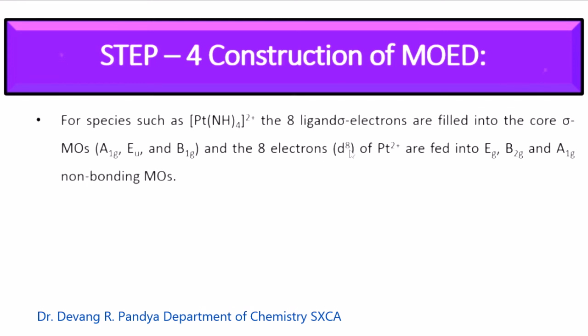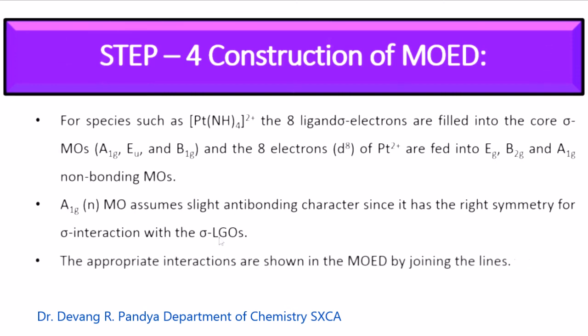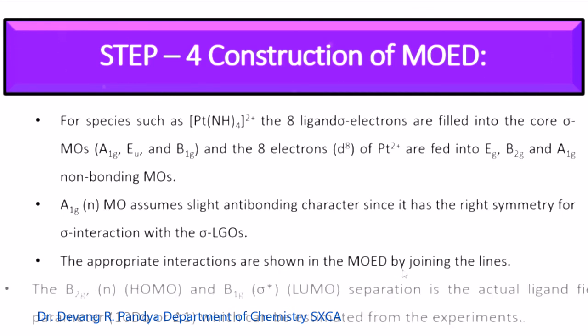and the 8 electrons, that is d8 of platinum 2+, we can enter into Eg, B2g and A1g non-bonding molecular orbitals. A1u, sorry, it's not g, A1u. The A1u non-bonding molecular orbital assumes slight anti-bonding character since it has the right symmetry for the sigma interaction with the sigma LGO. The appropriate interactions are shown in the MOED diagram by joining the lines.